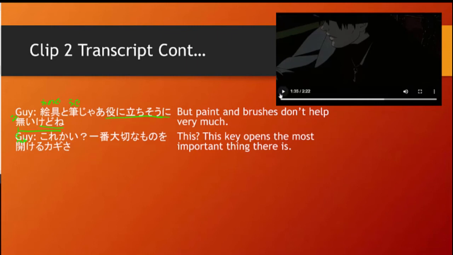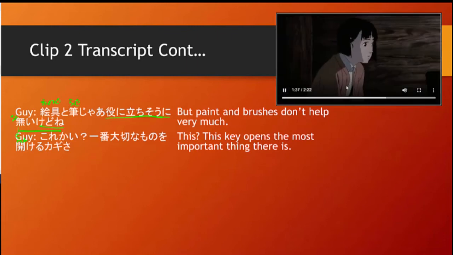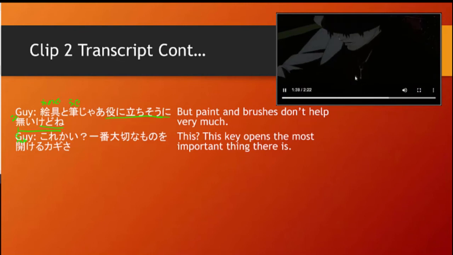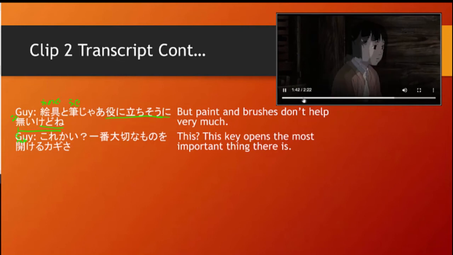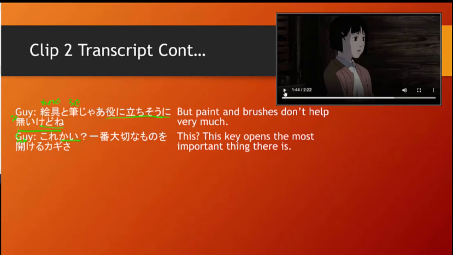And then let's carry on. これかい？一番大切なものを開ける鍵さ。So, これかい？かい is a question. This? 一番大切なものを開ける鍵さ。So, let's look from here. 鍵。It's a key. これかい？鍵です。It's a key. 開ける鍵さ。The key that opens. Opens what?